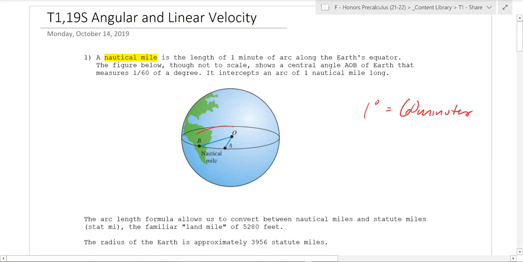So this is not to scale, but the idea is the nautical mile is the distance from point A to B. So from point A to B on the Earth, if this angle right here is 1 minute.